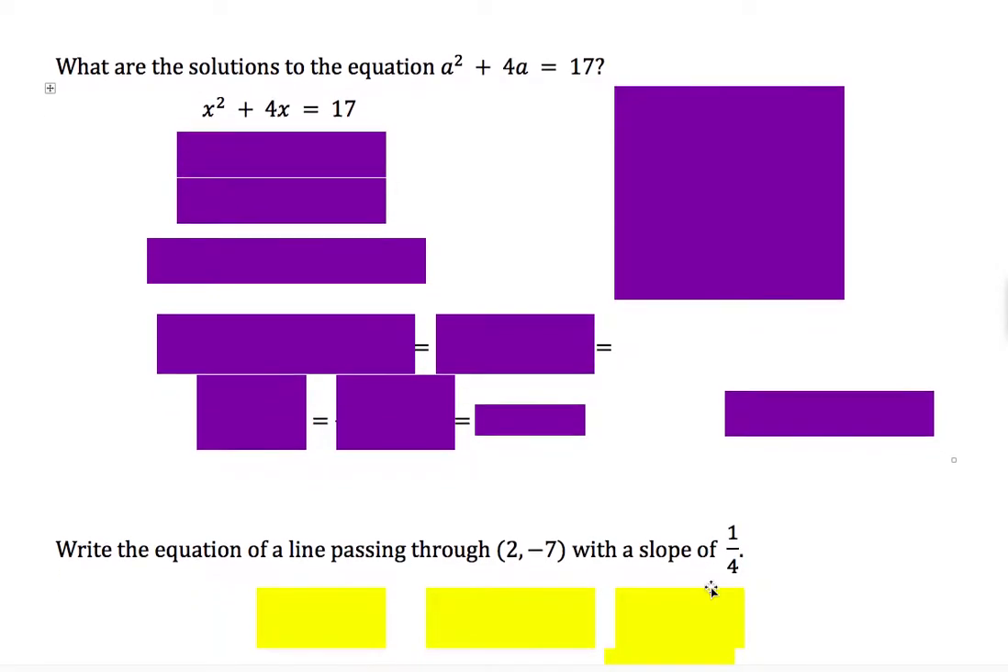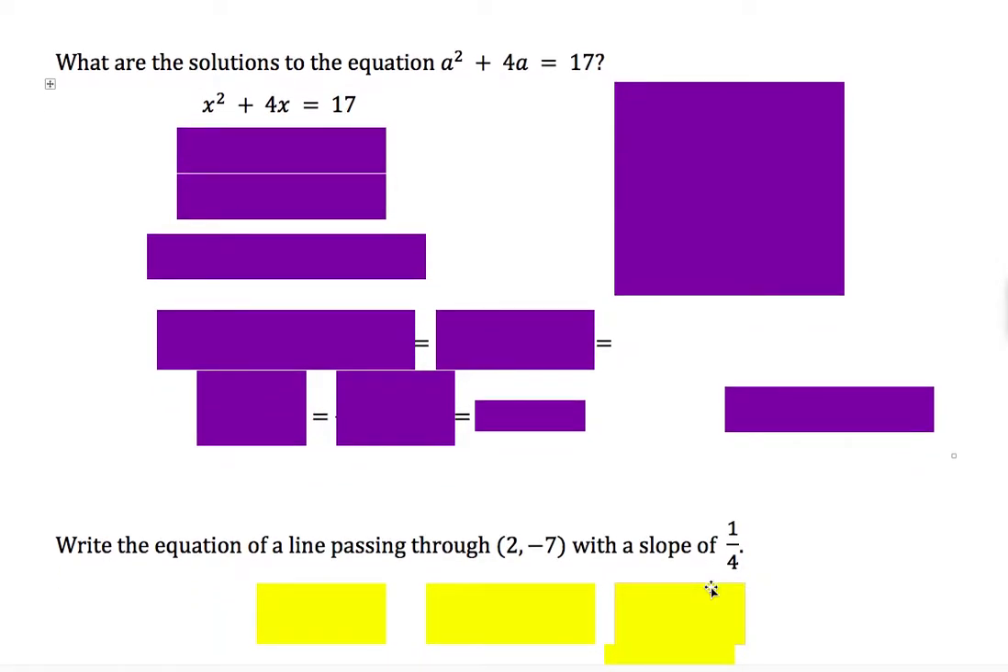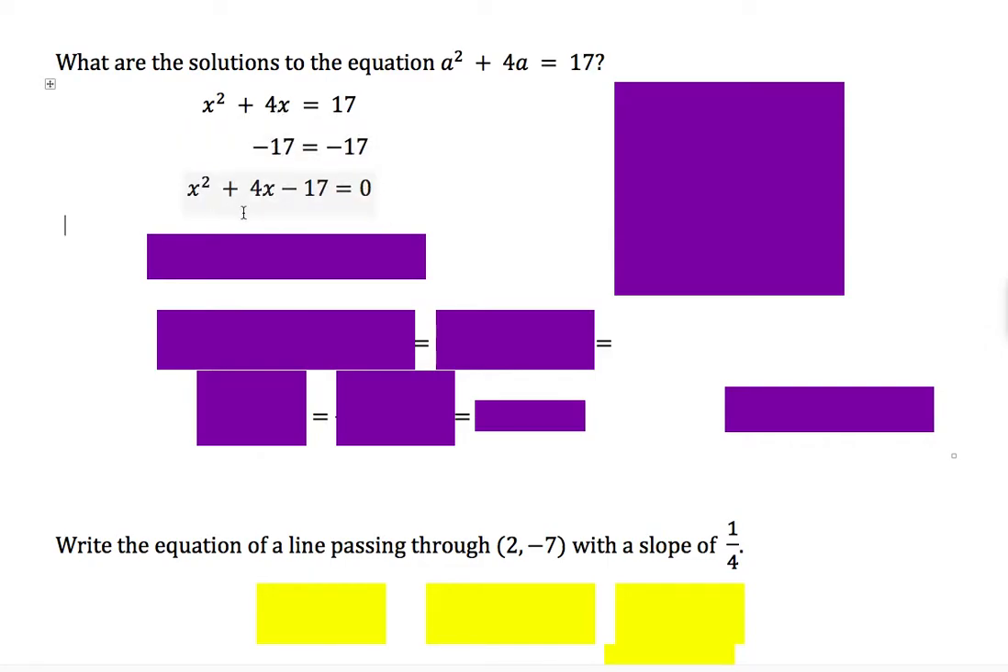All right, next scenario, next problem. What are the solutions to the equation? Again, now I went ahead and changed my a variable to x's just because you'll see in a minute. I don't want you confusing a's, because I think we do end up having to use the quadratic formula for this. All right, so the biggest thing to remember is you can't leave this 17 over here. You want to move it over. So we're going to subtract 17 from both sides, and now our equation is x squared plus 4x minus 17.